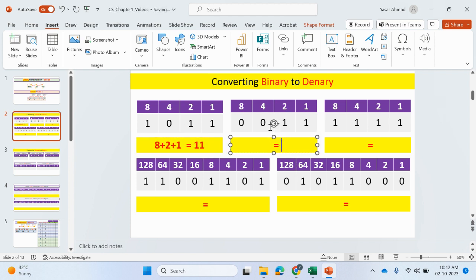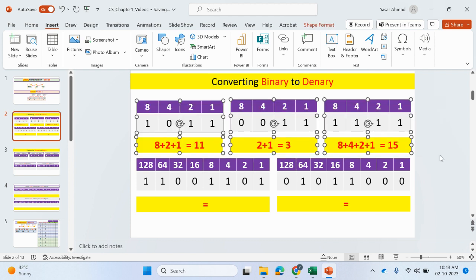This one is fairly straightforward. It's only going to be 2 plus 1, so 2 plus 1 equals 3. Here we have 8 plus 4 plus 2 plus 1, basically the maximum in a 4-bit. We can do these things in our heads, and the maximum is 15. So we have converted the binary to denary for these 4-bit registers.